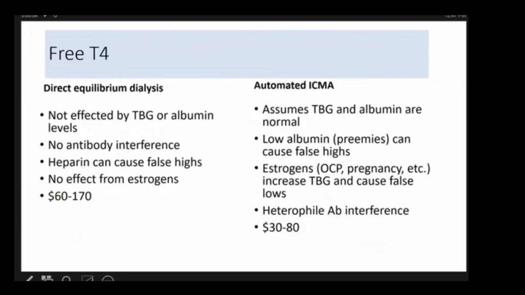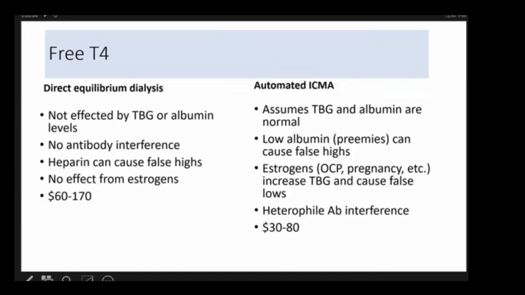The automated test that we use all the time, it assumes your TBG and your albumin are normal. So if you have a patient such as a preemie infant that has low albumin or somebody with poor nutrition, you can have a falsely elevated level. Or if you have a patient on oral contraceptives or pregnant patients, they have increased circulating levels of TBG, and so they can have falsely low free T4 levels. So in that case, you would want to order it by equilibrium dialysis. Heterophile antibodies do interfere with this test as well, though it is more affordable.